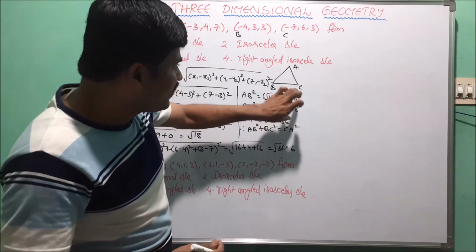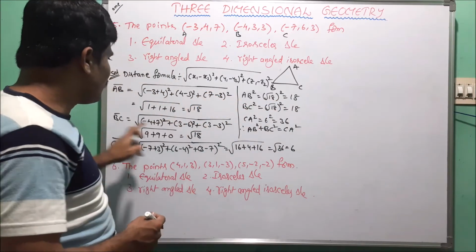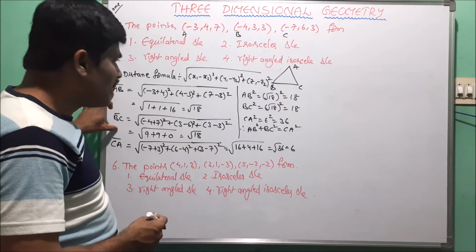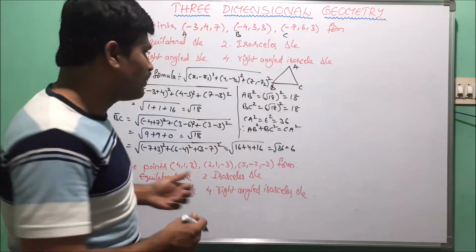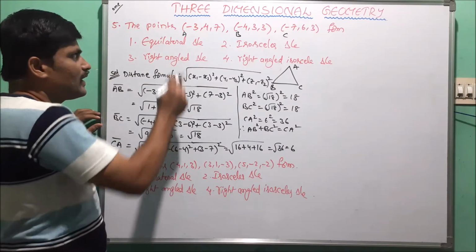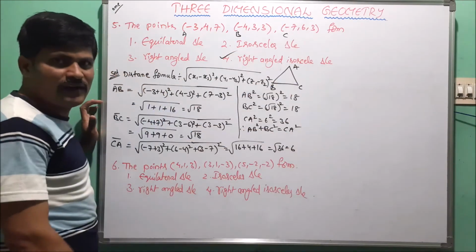Now here these two are equal. Here AB is root 18, BC is root 18. So two sides are equal and the Pythagoras formula is applicable here. Therefore clearly in the triangle ABC, the given 3 points form a right angle isosceles triangle.